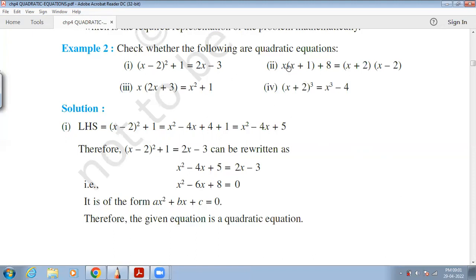But in the second one, you can see that x square is on the left hand side, and on the right hand side also there's going to be one x square. Both of them are going to get cancelled. So it's going to become a linear equation actually. So 2 is not a quadratic equation. So that way you can check quickly.